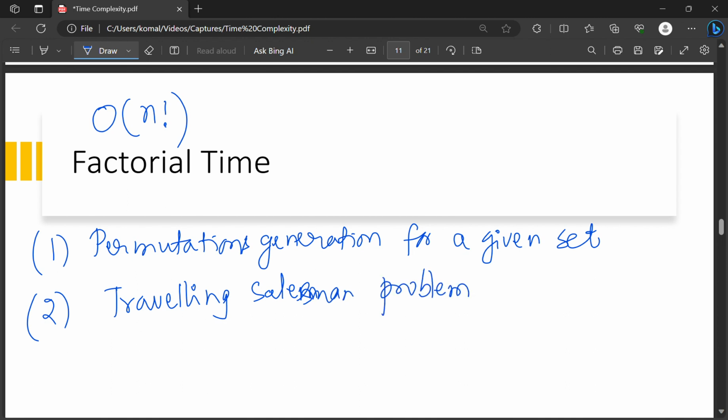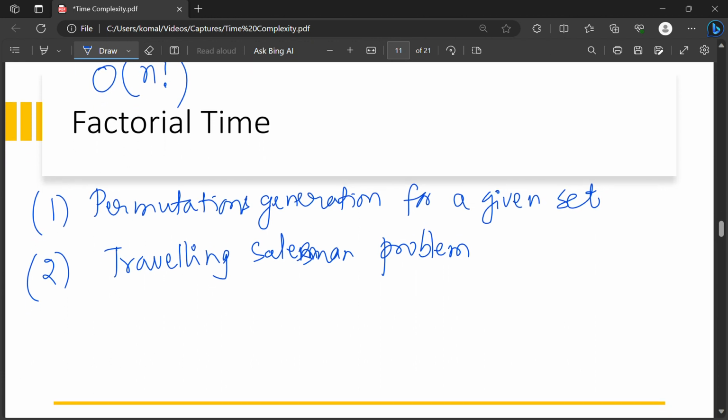No one wants to write a solution in big O of 2 power n or n factorial time complexity, but some problems need the solution to be written in those complexities. Why? Because there would be no alternative for them. So these two are good examples for factorial time complexity.